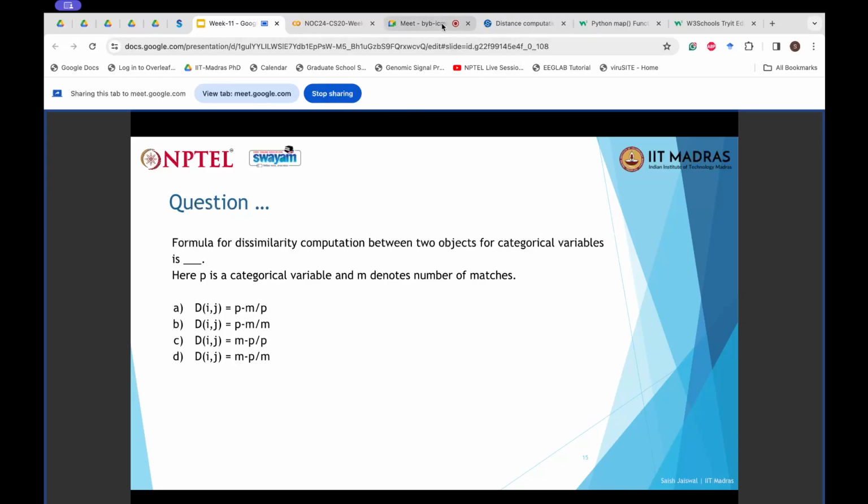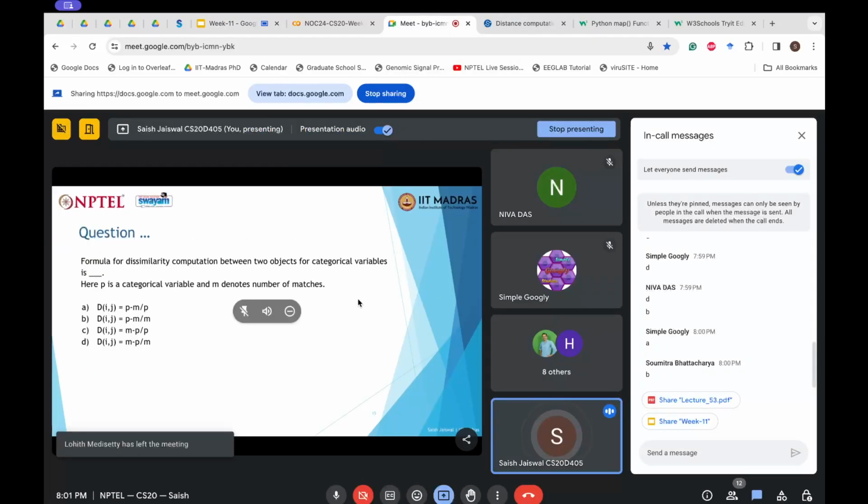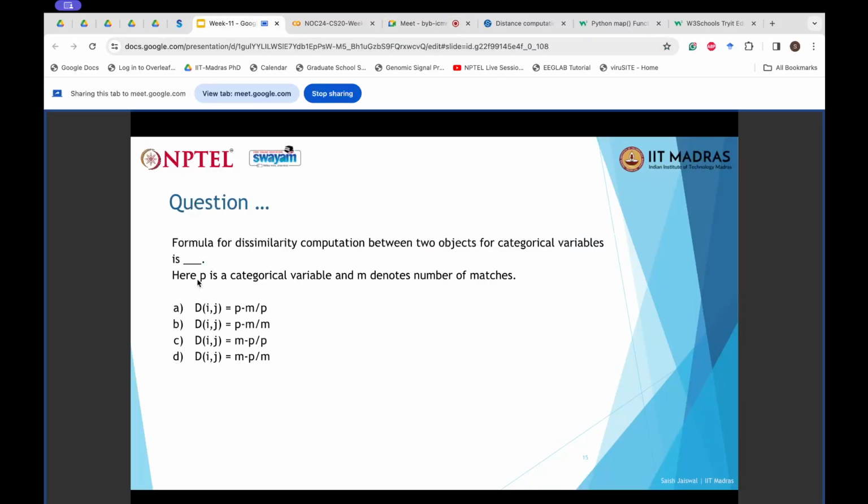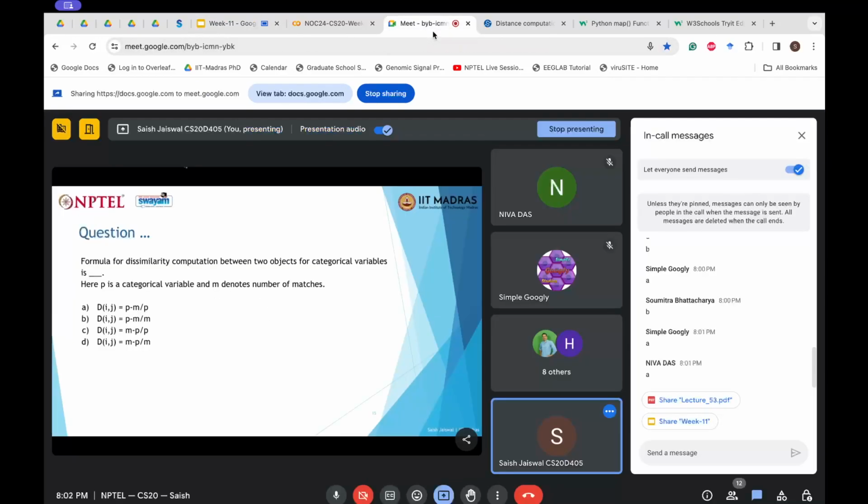Formula for dissimilarity computation between two objects for categorical variable is, where p is the categorical variable and m denotes the number of matches. We have not seen these things in detail, but p is the total number of variables and m is the number of matches. So how will you find out the dissimilarity between the two categorical variables i and j? It's an intuitive question.